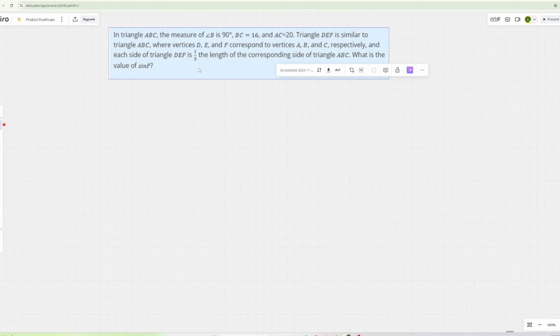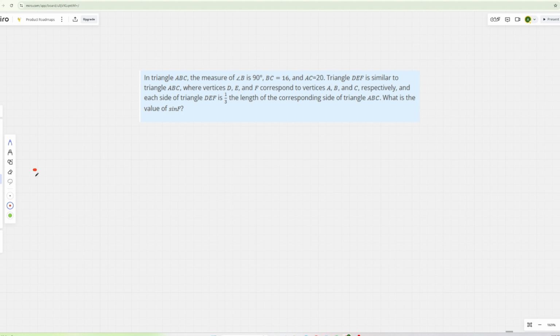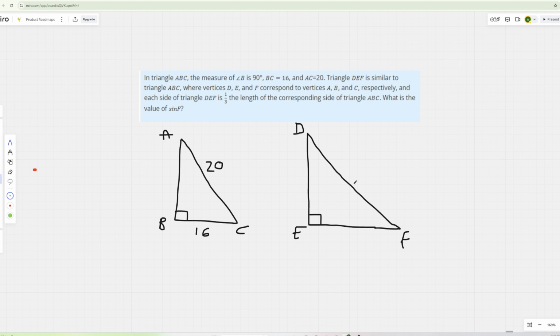All right, here's the other question you got a sneak preview of. So in triangle ABC, the measure of angle B is 90, BC equals 16, and AC equals 20. Triangle DEF is similar to triangle ABC, where vertices D, E, and F correspond to vertices A, B, and C respectively, and each side of triangle DEF is 1/3 the length of the corresponding side of triangle ABC. What is the value of sine of F? So now that we have drawn our triangles, I just filled in the information they gave us.